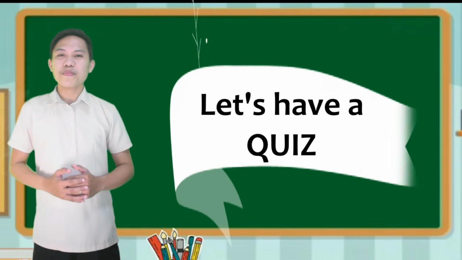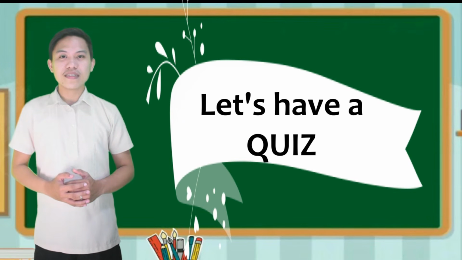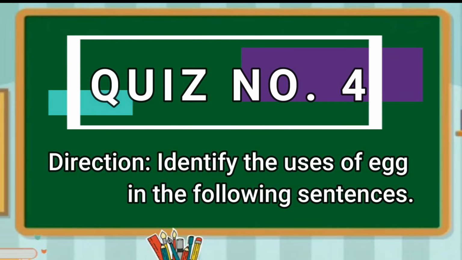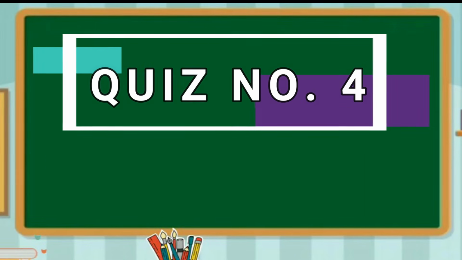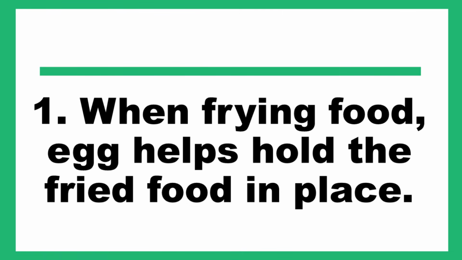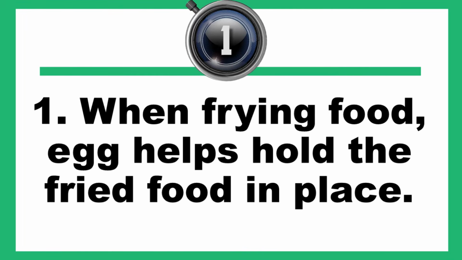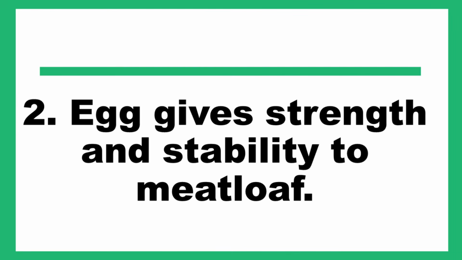On a clean sheet of paper, answer the following. Identify the uses of egg in the following sentences. Number 1. When frying food, egg helps hold the fried food in place. Number 2. Egg gives strength and stability to meatloaf.